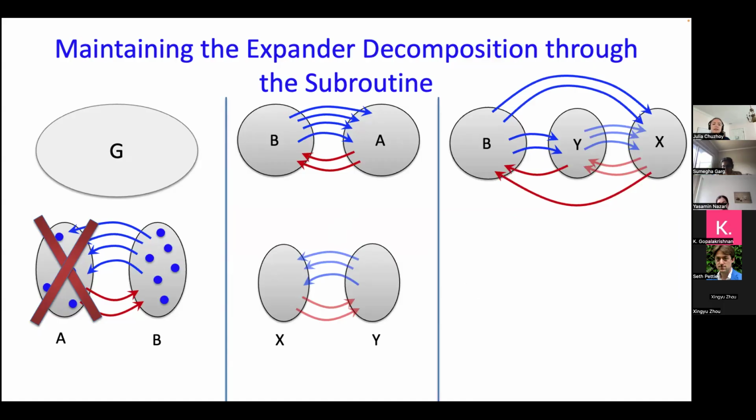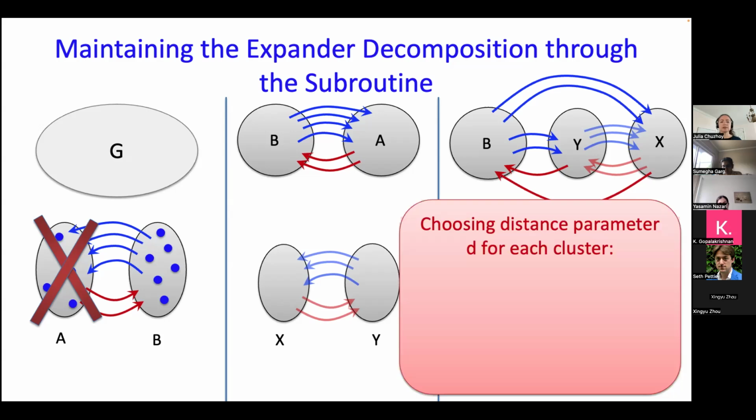Now, remember this maintain expander problem, it comes with this distance parameter D. And we can think of this D as the desired bound on the diameter of the cluster. It turns out it's really important how we choose this D, and it's going to be different for different clusters. So on the one hand, we need the total diameter of all the clusters to be small.